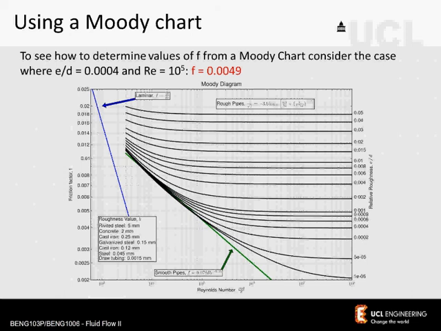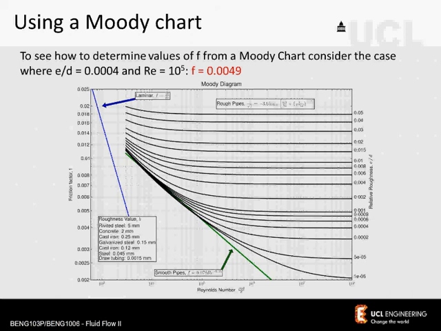So to read off a value of friction factor for a given E over D and Reynolds number, what you first need to do is find the line that corresponds to the value of E over D that you've calculated, follow that up to the point at which it meets the Reynolds number that you've calculated, and then read off the corresponding value of friction factor, F.